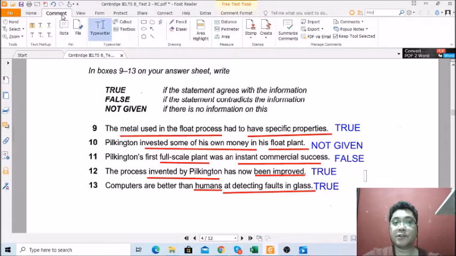So you need to remember that in doing true, false, and not given, you have to understand the power of paraphrasing the keywords. When you can paraphrase a keyword, you can find the information in the reading, then you will understand whether the statement in the test is in line, against, or not informed. In line is true, against is false, not informed is not given.